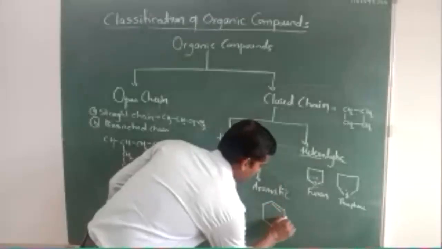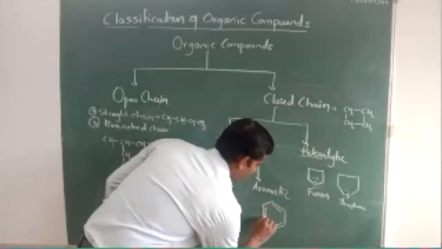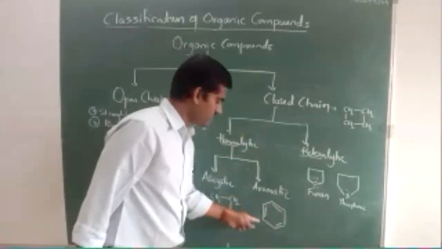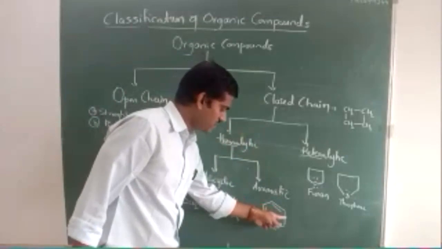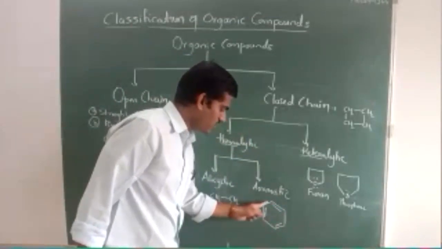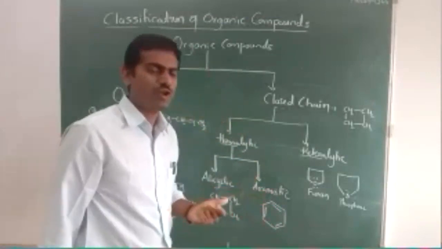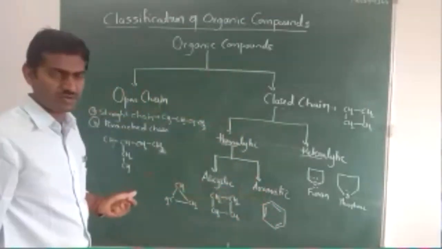Example for aromatic. The best example is benzene. Can you call this benzene? No. If you write like this, again it is alicyclic. But what we want is aromatic. What is the condition? The compound must be cyclic as well as have double, single, double, single, double bonds. See here, the ring contains double bond, single bond, double bond, single bond, double bond, single bond. These are known as aromatic compounds. Is it okay?